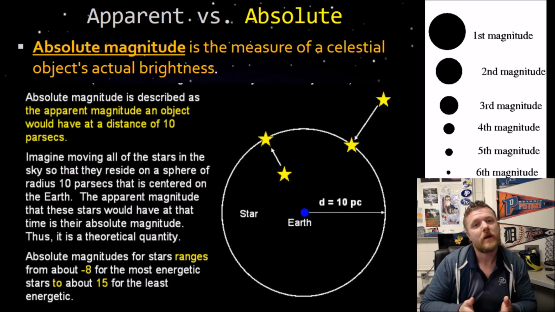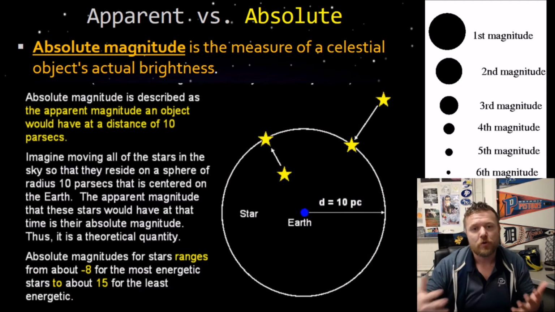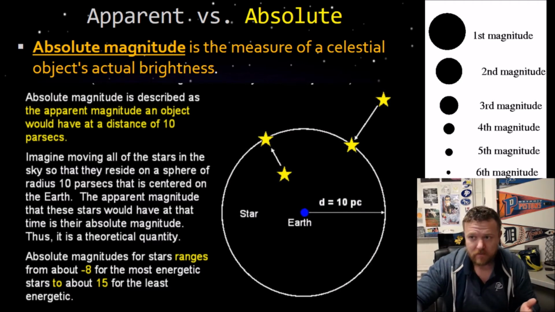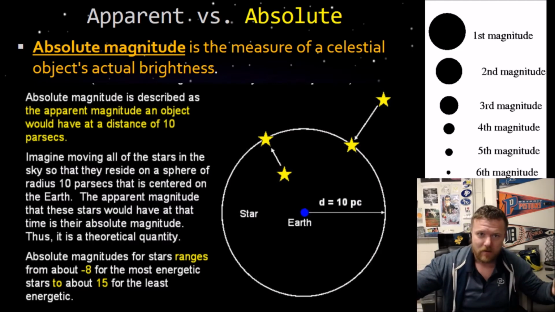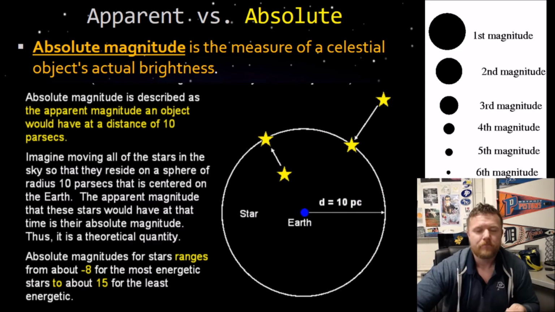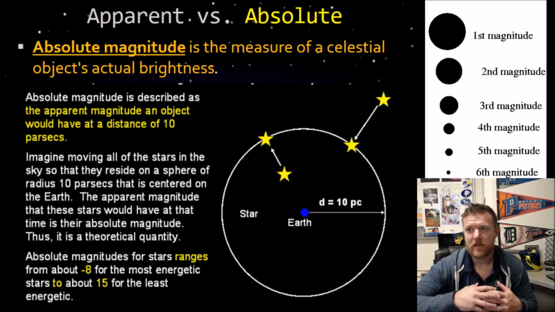So the absolute brightness is really truly how bright a star is. Apparent brightness is how bright it is to us here on Earth, but if we move them all the same distance away, their apparent brightness would depend on which one's giving off more energy. So the absolute magnitude is how much actual brightness, how many photons, is coming out of that star.